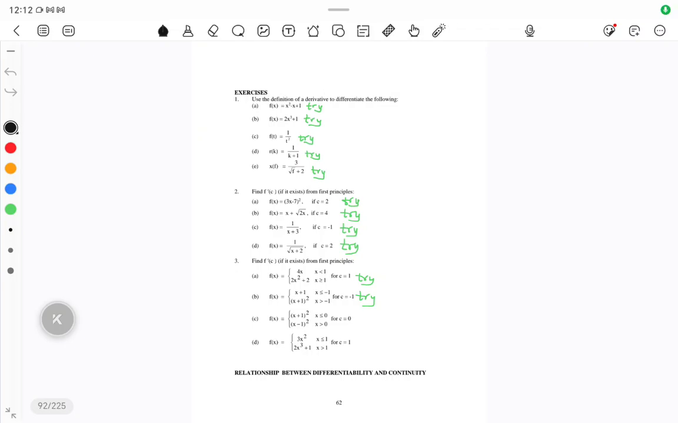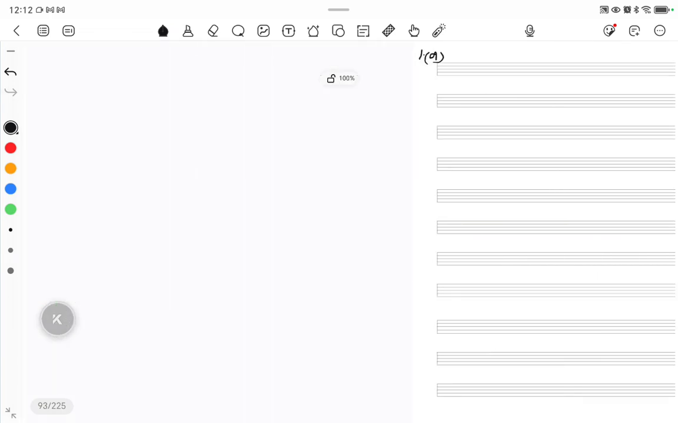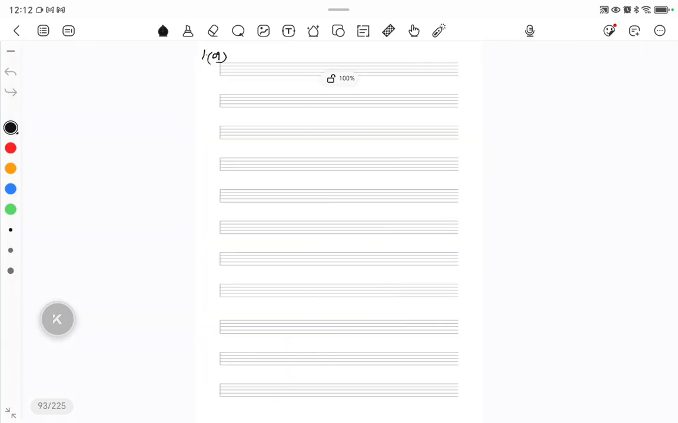Yeah, so the first one says we should use the definition of a derivative to differentiate the following, which (a) is x squared minus x plus 1. And we know that we're going to use the definition of a derivative. We're talking about first principle, right? It's x squared minus x plus 1.